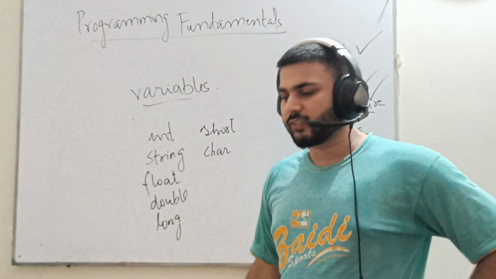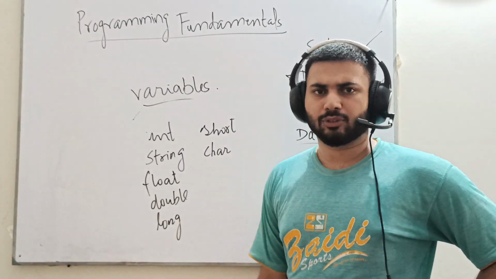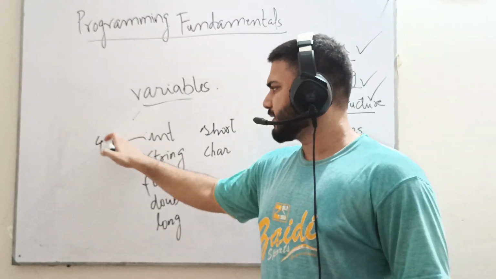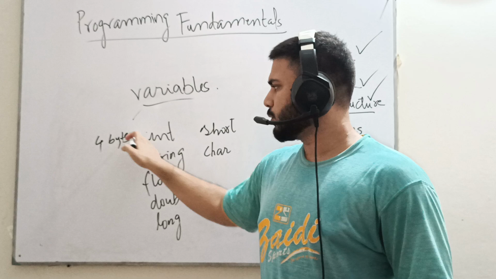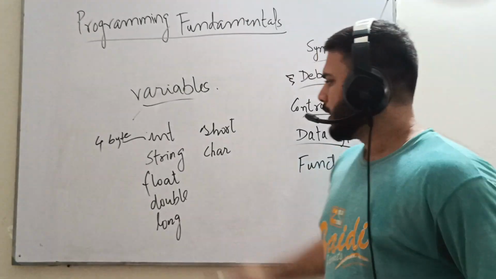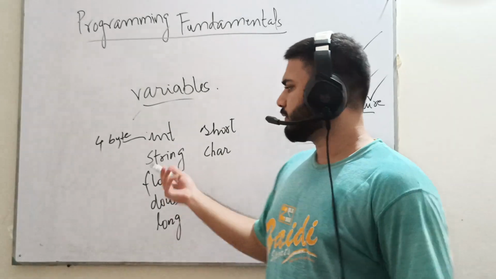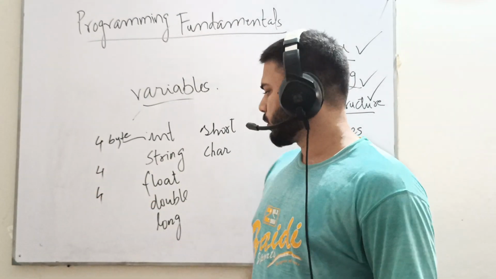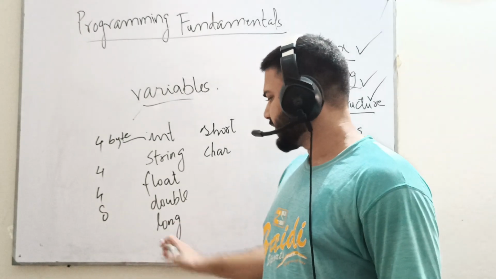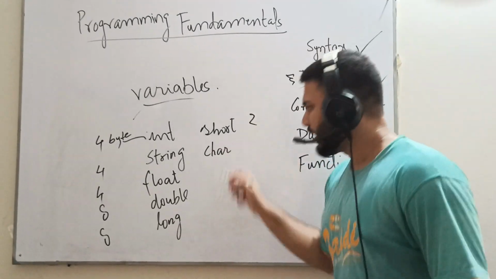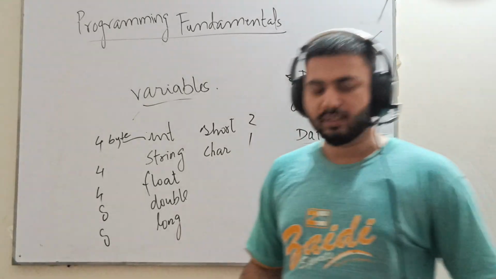Now what's important is the size of these data types or variables. Integer is of 4 bytes. String is of 4 bytes, float is of 4 bytes, double is of 8 bytes, long is also of 8 bytes, short is of 2 bytes, and character is of 1 byte.